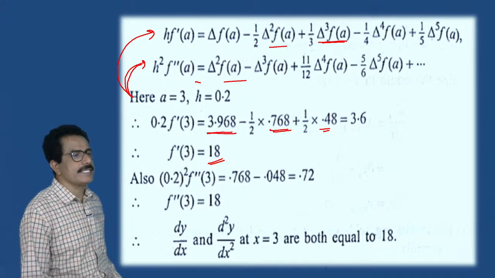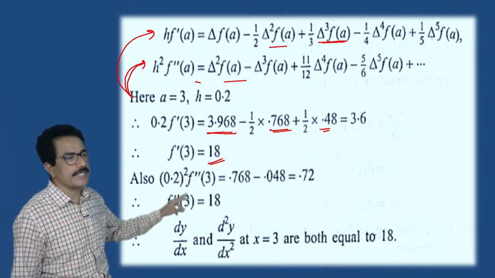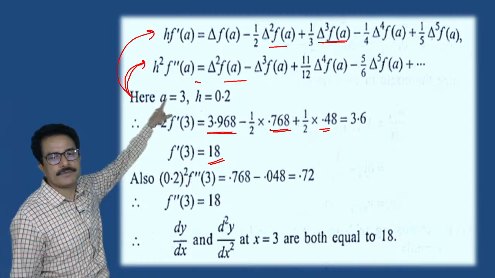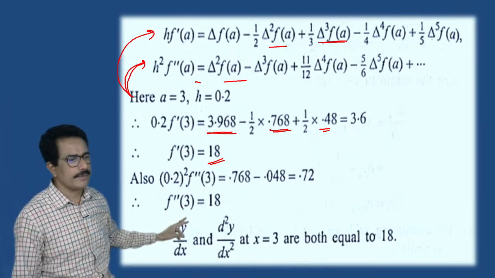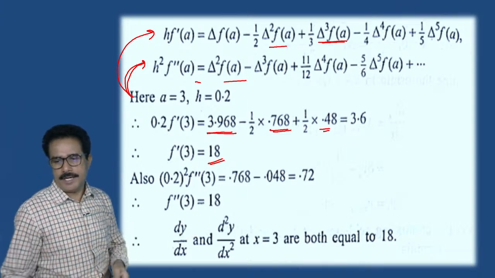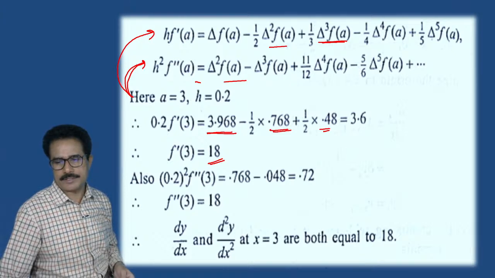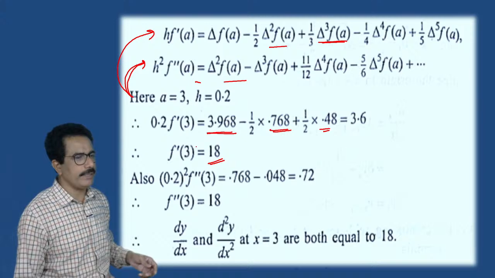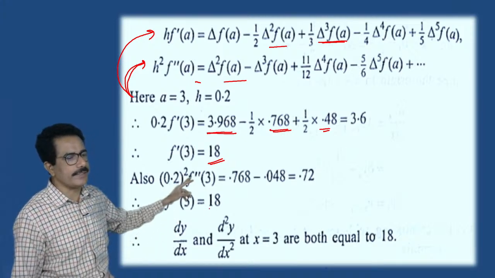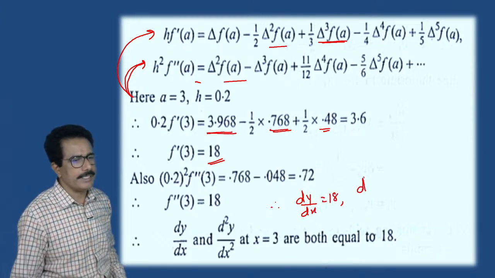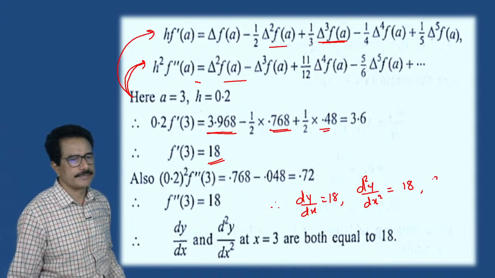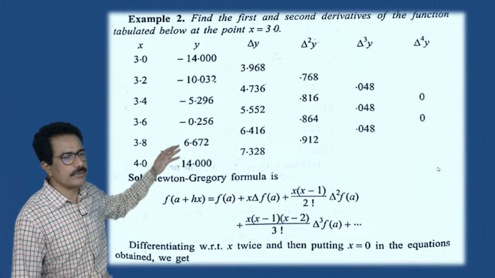Similarly, now put the values in the second equation: 0.2 bracket squared, here put 0.2, where h means 0.2 and a means 3, so then its value will be f double dash of 3 equals 0. Do you understand? You students have to do this calculation. So it will be f double dash of 3 equals 18. Therefore dy by dx equals 18 and d2y by dx squared equals 18 at x equals 3. This is how to find the derivatives.